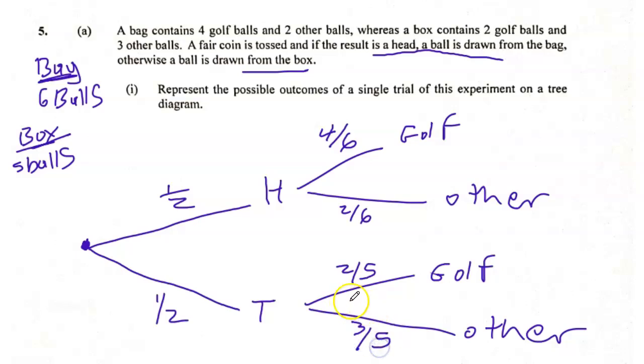Alright, so again, for full understanding of the question. You flip a coin, it would be head or tail. If it's head, you draw a ball from the bag, and you have a 4/6 chance of getting a golf ball out of the bag, and a 2/6 chance of getting another ball. If it's tail, we draw from the box, which means there's a 2/5 chance of getting a golf ball, and a 3/5 chance of getting other. Tail means you're drawing from the box. Head means you're drawing from the bag. So that would be our tree diagram.